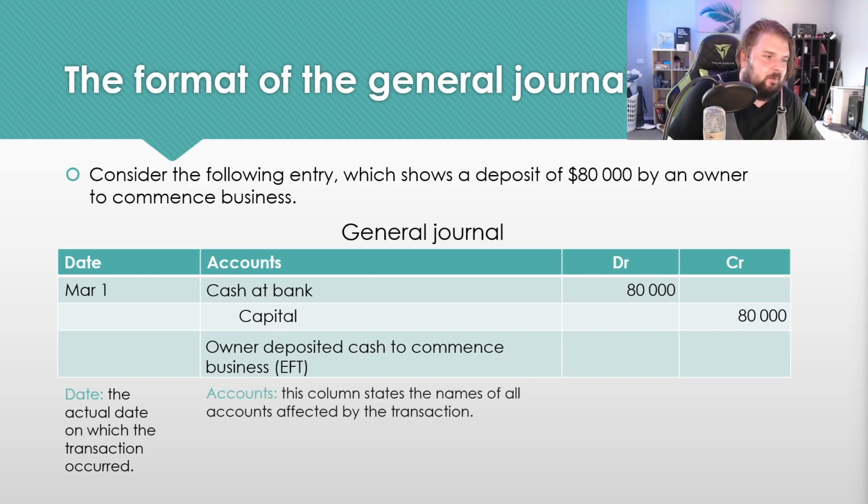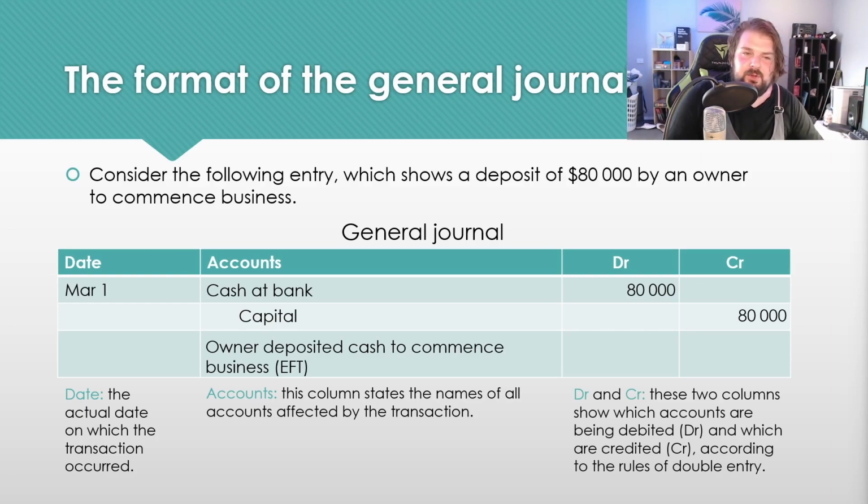Okay, so we have the accounts that are being affected, and it says, you can see, cash at bank is being affected, and a debit of $80,000 is going into it. The other account is capital, and a credit of $80,000 is going into it. So this says the names of the accounts that are impacted, and it also gives a brief detail in what we call our narration. Okay.